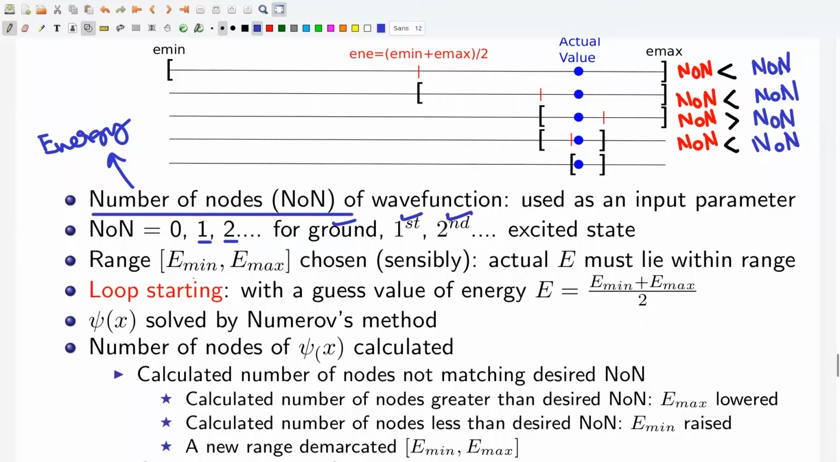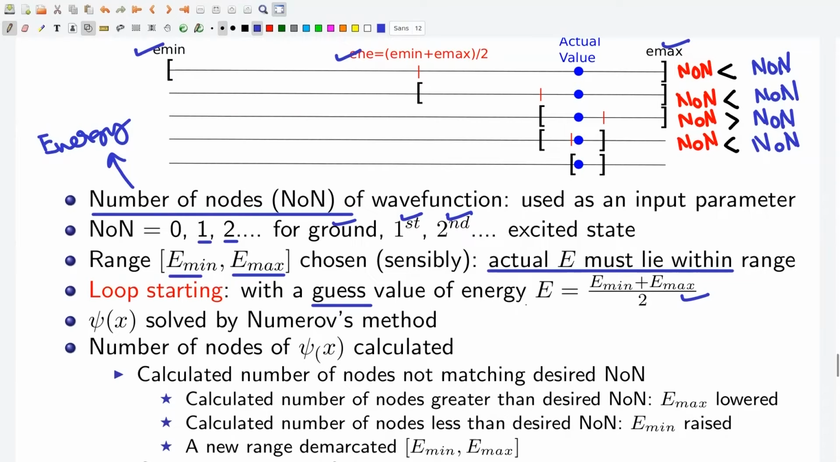Now, we take some initial guess that the energy lies within this range, E min and E max. In this figure, you can see the initial guess, the E min and E max values are here. The assumption is that the actual E must lie within this range. Then we start a loop with the guess value of energy, taken to be the average of E min and E max. So for example, if E min is here and E max is here, then the guess value of energy is here, given by this red line.